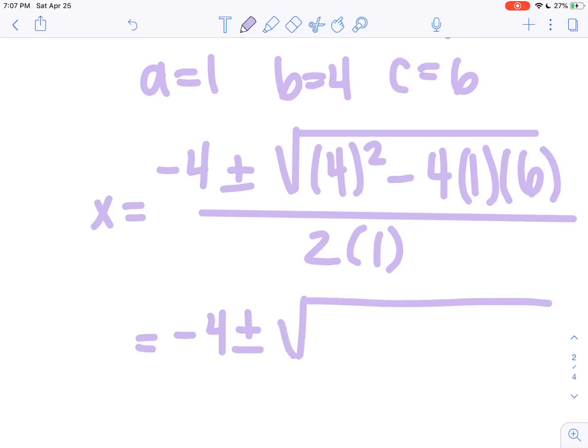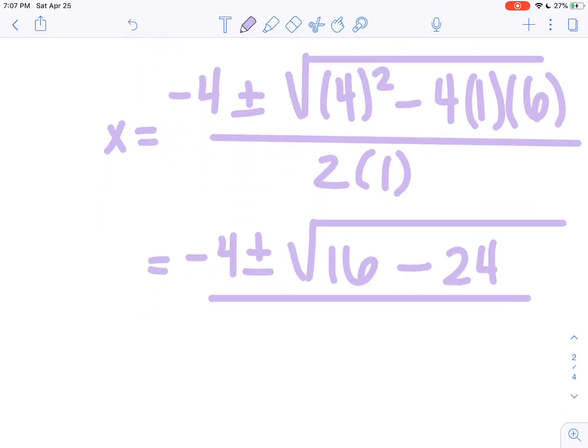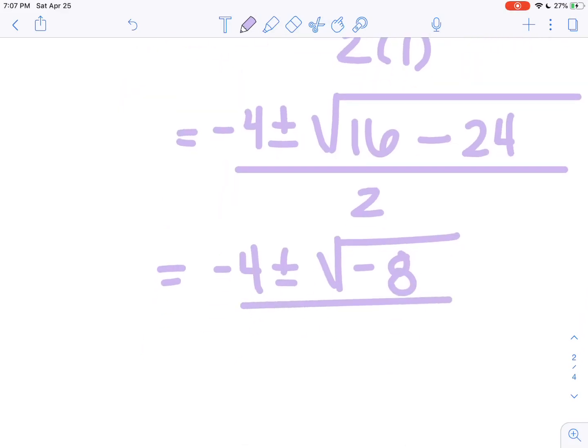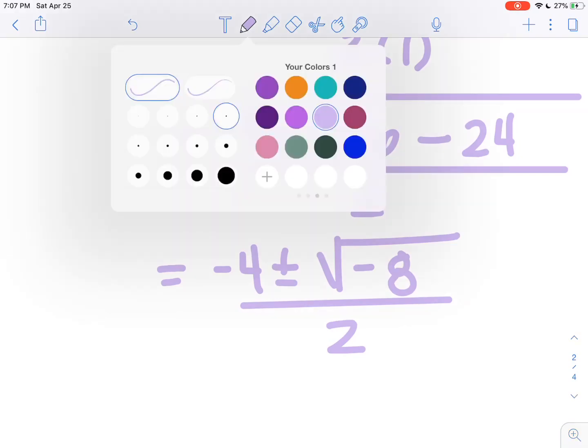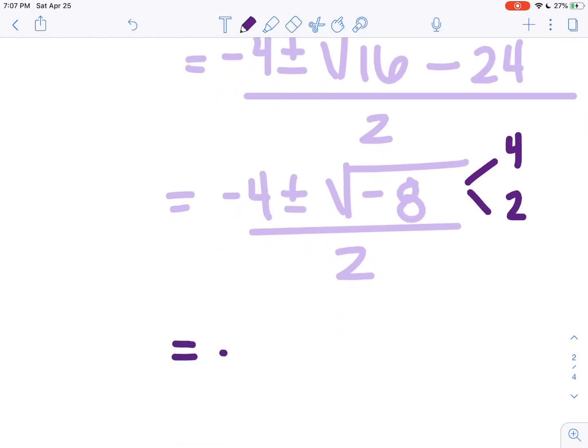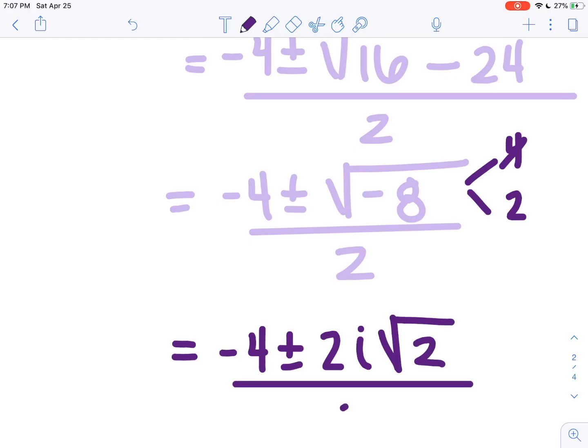Plus or minus 16 minus 24, all over 2. So then I get negative 4 plus or minus the square root of negative 8, all over 2. So I'm going to keep simplifying this radical. I'm going to break it up into 4 and 2. So negative 4 plus or minus the square root of 4 is 2, and I've got to get rid of that negative inside of the radical. So I'm going to pull out the i, and then root 2 over 2.